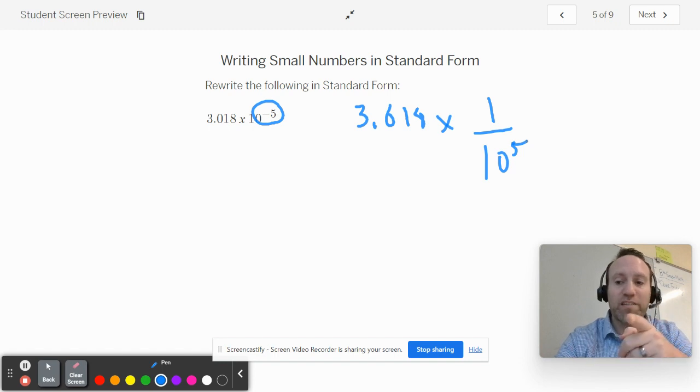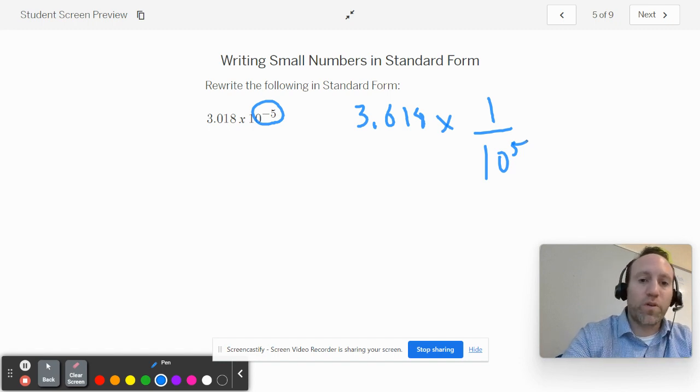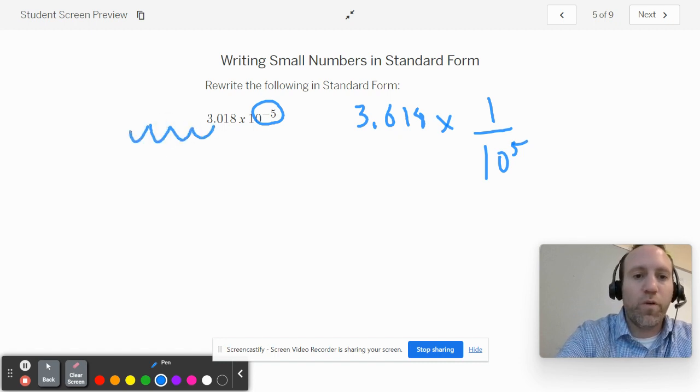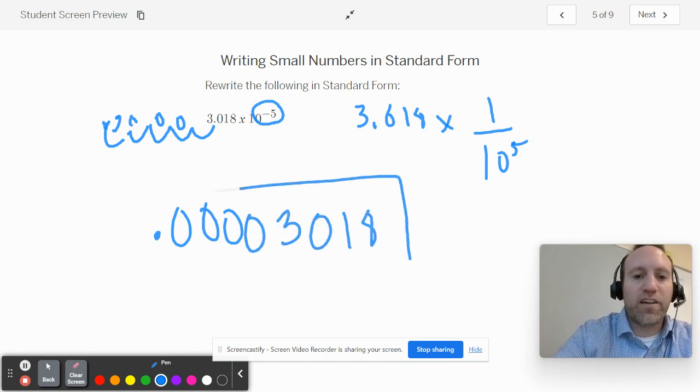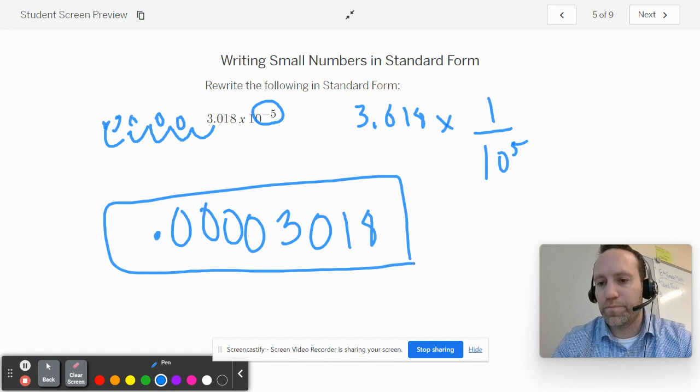We're now going to move this decimal to the left. So we're going to take 3.018 and move it 5 times to the left. 1, 2, 3, 4, 5. That's where my decimal is going to go. And then I'll fill in zeros for those blank spaces there. So I end up with 4 zeros and then 3018. And that's how you write that in standard form.